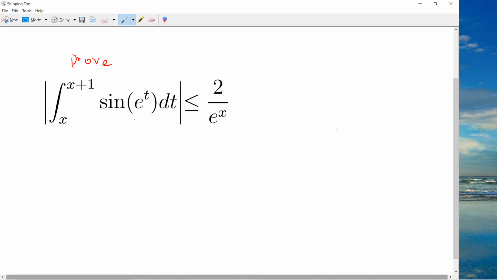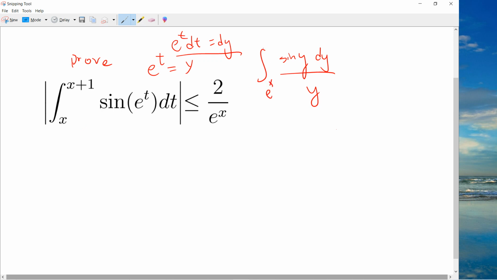Okay, so in the beginning this integral is hard to do, right? So I would guess that I just let e^t be, let's say, y. So the original integral just becomes the integral of sine y, right? So e^t dt will be dy, so dt will be dy divided by y, right? So this integral is very famous, and our integration will become this, right? But how do we prove this, right?